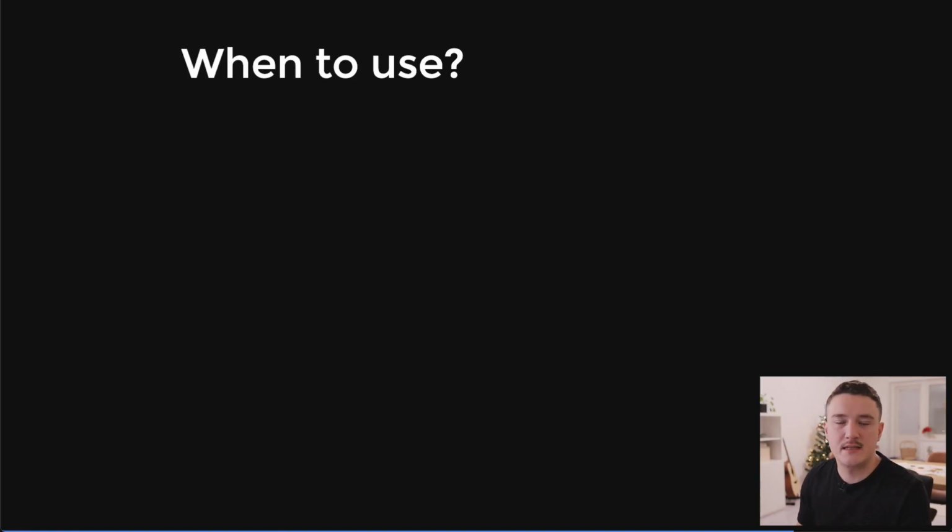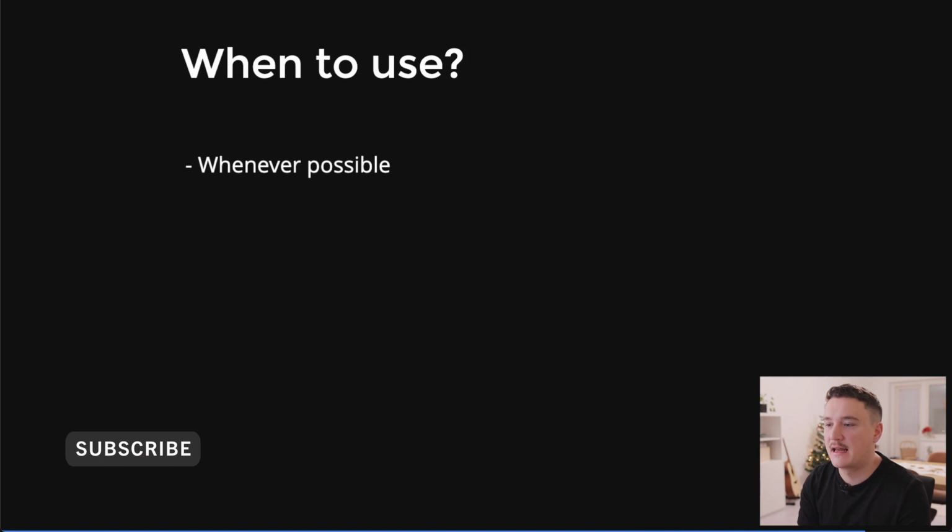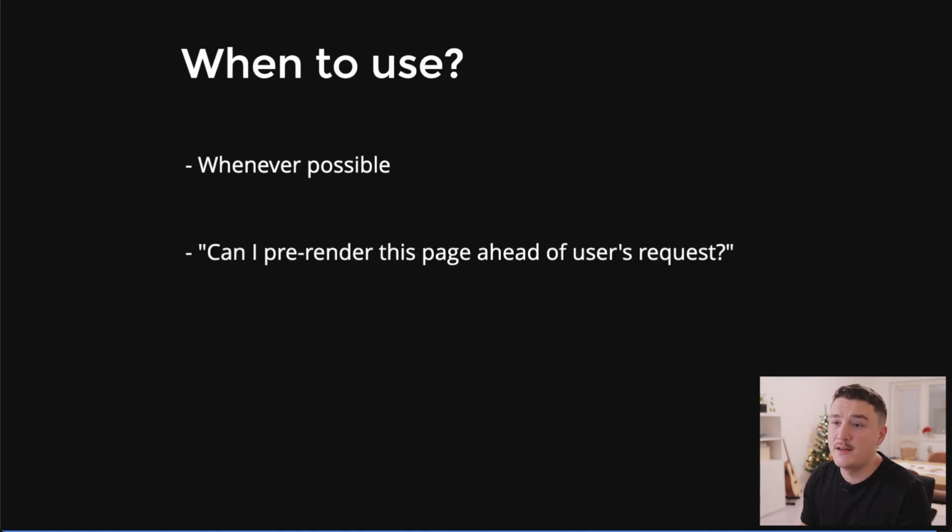So when to use static generation? Well, simply put, whenever possible, because by using static generation, you can have your page built once at build time, and then served by a CDN. And this makes the page load much faster than having the server render the page on every request. And you should always ask yourself this question: can I pre-render this page ahead of the user's request? And if the answer is yes, then you should use static generation.